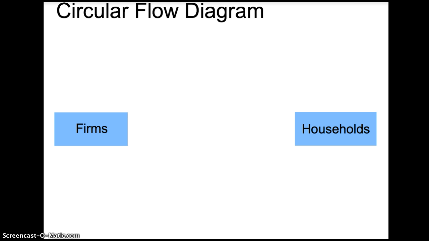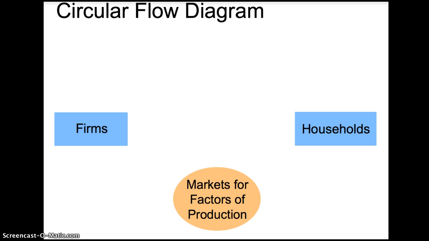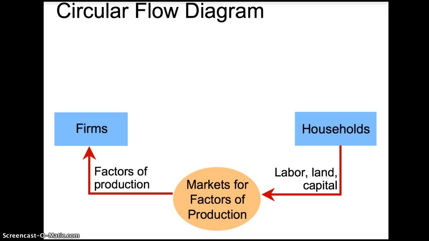First, I'm going to explain how our 2 participants interact in the market for the factors of production. Since the households own all the economic resources, they are going to take those resources to the market for the factors of production and sell them to the firm. The only difference between the 2 flow lines is ownership. The land, labor, and capital flow line is under ownership of the household. Exchange of ownership occurs in the market. The factors of production flow line is under ownership of the firm.